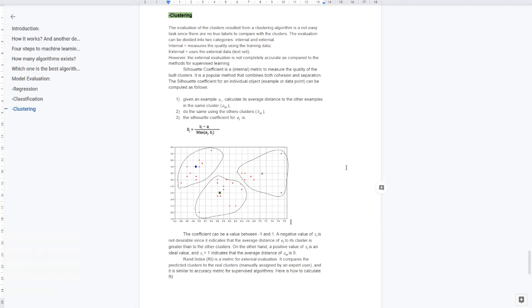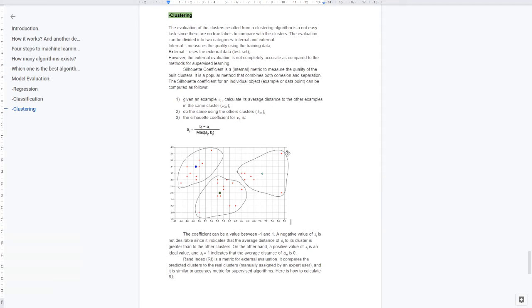Silhouette coefficient is an internal metric to measure the quality of the built clusters. It is a popular method that combines both cohesion and separation. The silhouette coefficient for an individual object, example or data point, can be computed as follows. First, given an example, calculate its average distance to the other examples.